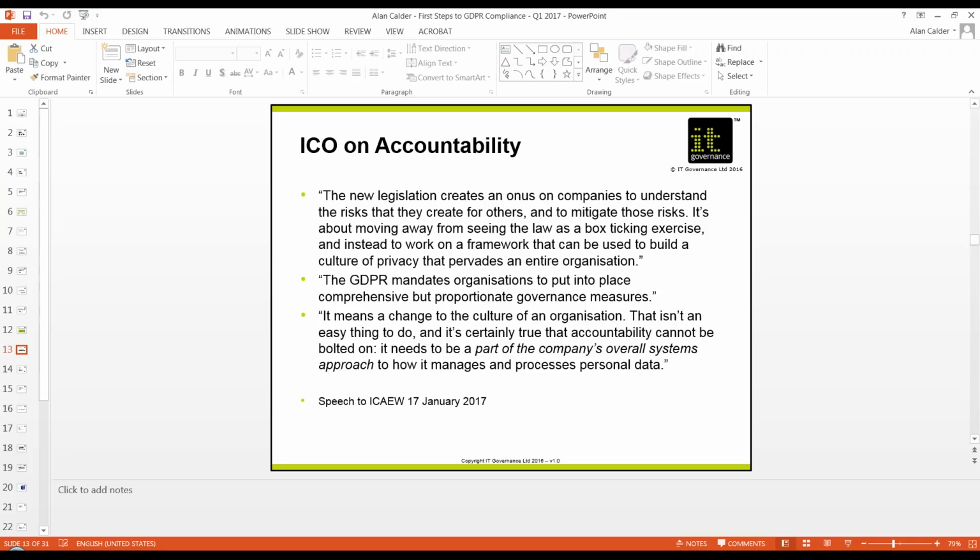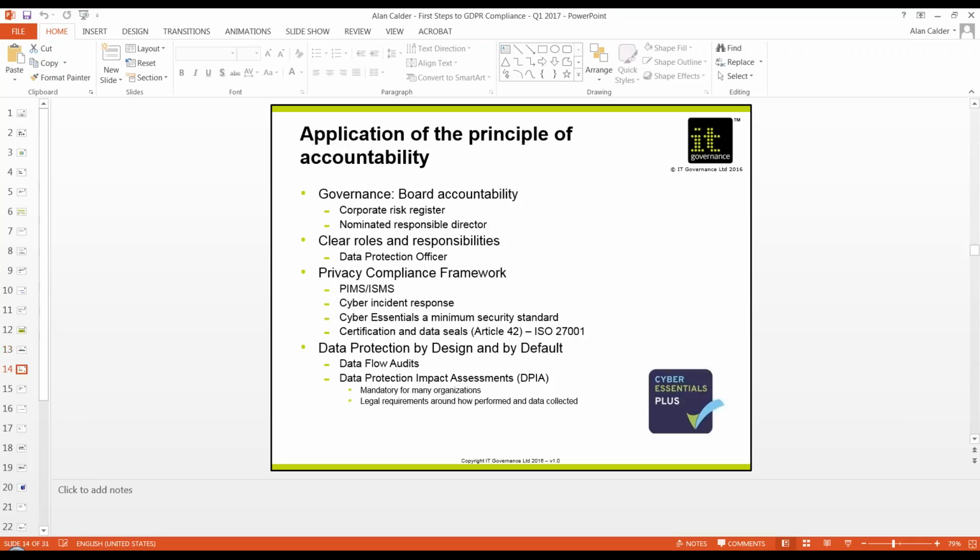She says that GDPR means a change to the culture of an organization. Not easy to do, but accountability can't be bolted on. It needs to be part of the company's overall systems approach to how it processes and manages data. And applying that, as I said, starts with the idea that the board is accountable, so you need to think about which director in the organization is going to have the overall accountability for personally identifiable information, GDPR compliance.